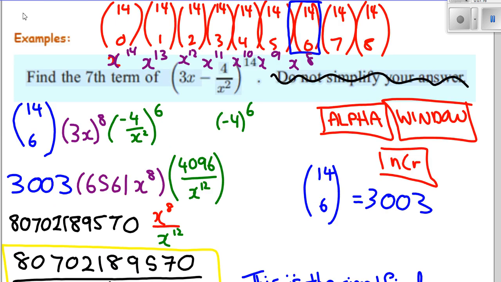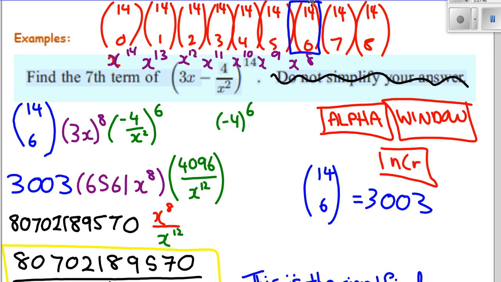Then a similar one to the front page of the topic assignment. Find the 7th term, but it just had awkward terms like 3x and 4 over x squared. It was a little bit trickier to work out exactly what the power of x would be, but it's fine, they weren't asking for that. I just want the 7th term. So if it helps, write it out. 14C0, 14C1, 14C2, 14C3, 14C4. If you count up, 1, 2, 3, 4, 5, 6, 7. It's this one, it's 14C6.